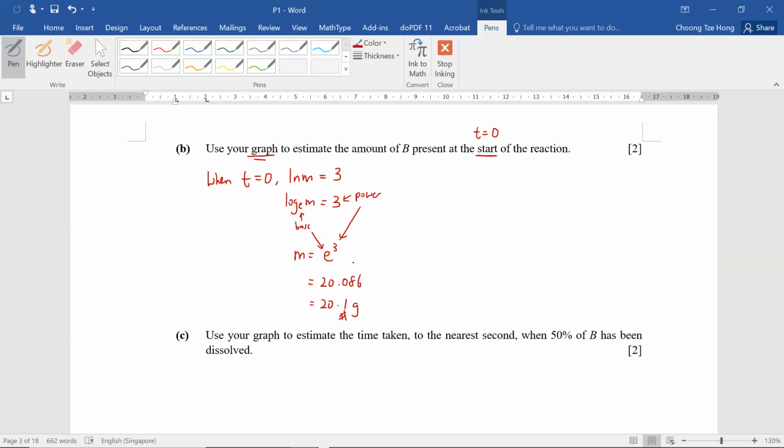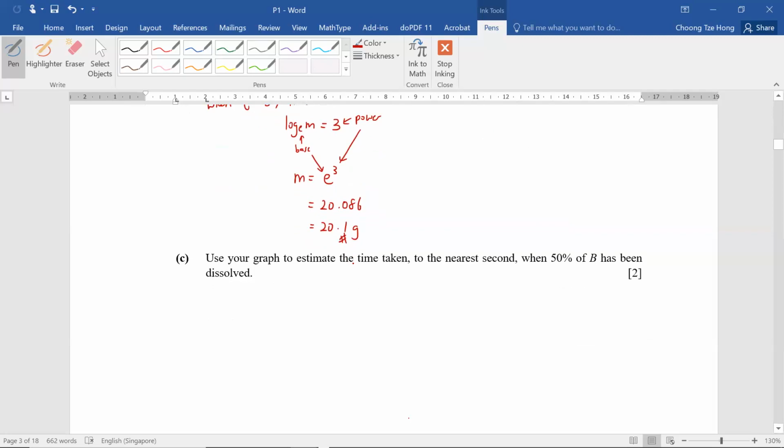Then as it dissolves in the acid and it reacts, the mass starts to get smaller and smaller. Let's look at the last part of the question. Use your graph to estimate the time taken to the nearest second when 50% of B has been dissolved. So when 50% of B has been dissolved means the remaining amount is only 50% of the start, which is 20.1. So what we need to do now is calculate the mass remaining, which is 50% of 20.1. Then we'll find ln of that mass, so that we can use our graph to find the time, right? So let's do that.